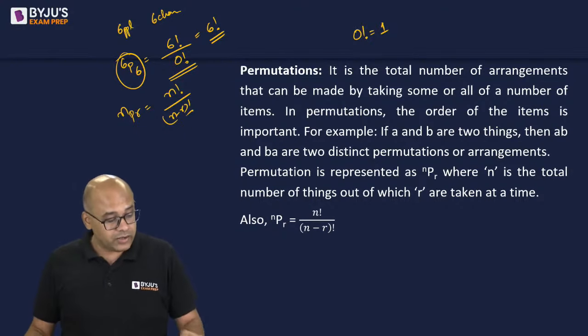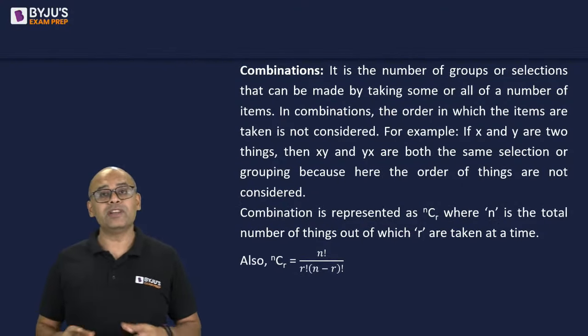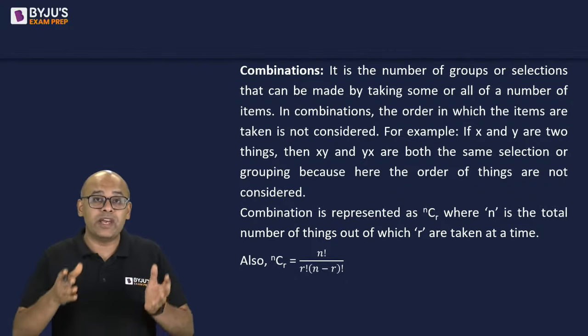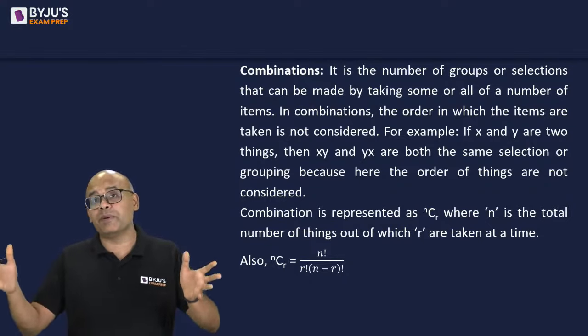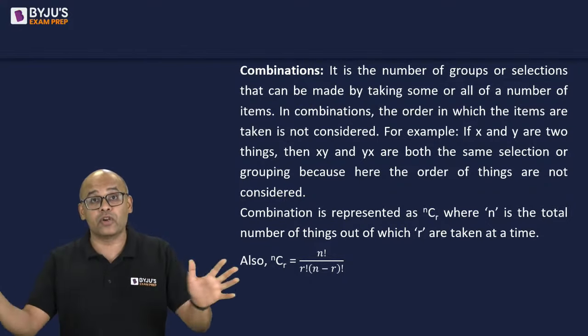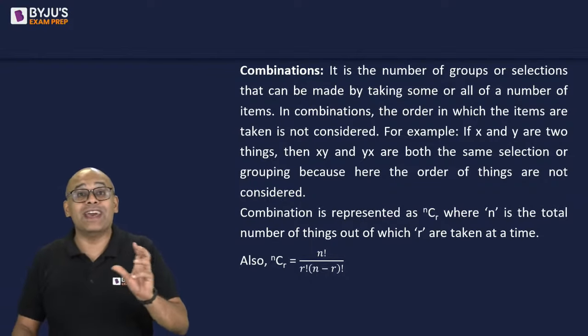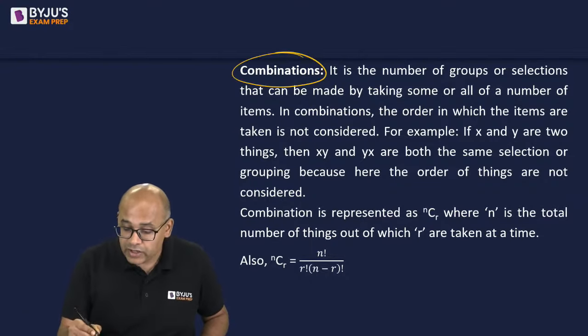Then we have another thing called combination. Now what is combination and how is it different from a permutation? We already understood permutation is where you are arranging things, people, items in particular slots, in particular places. Combination is not arranging. This is basically grouping.